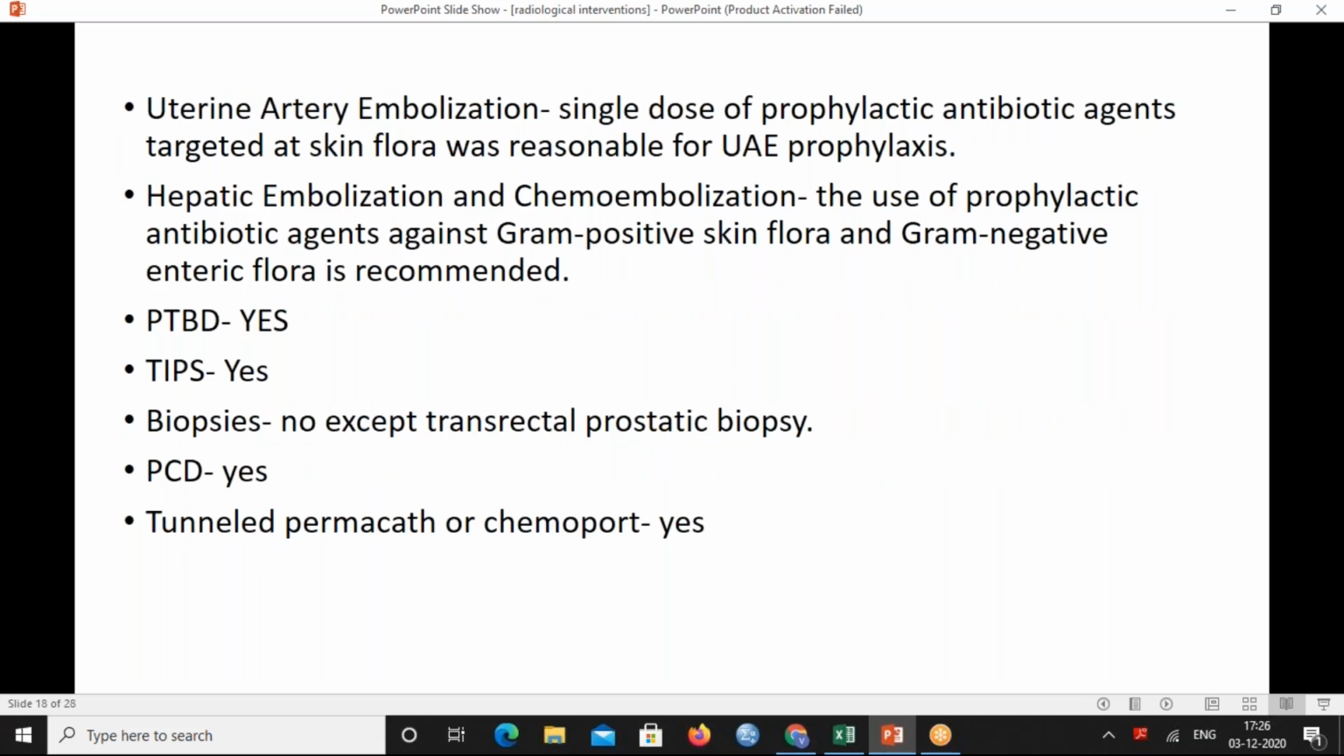For hepatic embolization and chemoembolization, the use of prophylactic antibiotic against the gram-positive skin flora and gram-negative enteric flora is recommended. For PTBD too, the same recommendation is there. For biopsies, no prophylactic antibiotic is required except for transrectal prostatic biopsy. For PCD and for the tunneled permacath or the chemoport, yes, prophylactic antibiotics are to be given.